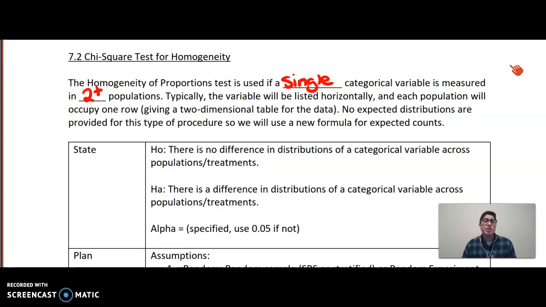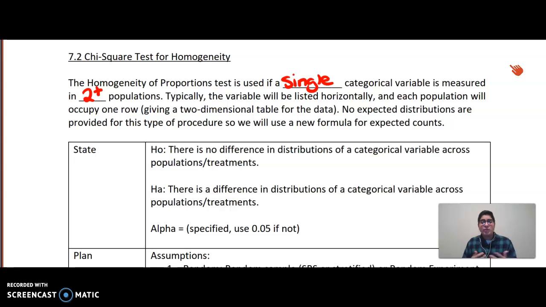Now, today we're going to move on to our next type of chi-square procedure, which is a chi-square test for homogeneity. Now, in the name, homogeneous tends to mean of the same being, of the same belonging. So here, the homogeneity of proportions test is used if a single categorical variable is measured in two or more populations. Typically, the variable will be listed horizontally, and each population will occupy one row, usually giving us a two-way table for our data.